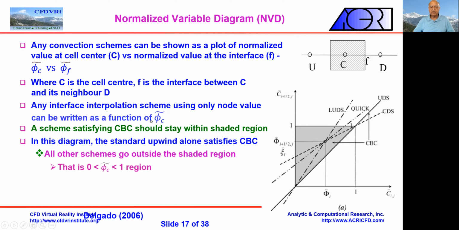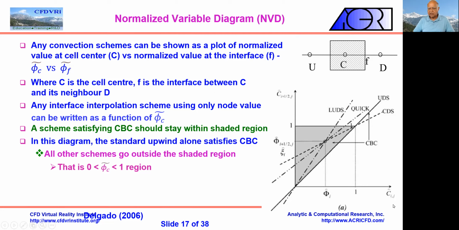What we do once we get that is that the CBC schemes are the only ones which stay within the shaded region. Any scheme that goes outside will not be unconditionally stable or unconditionally lead to a positive definite matrix.